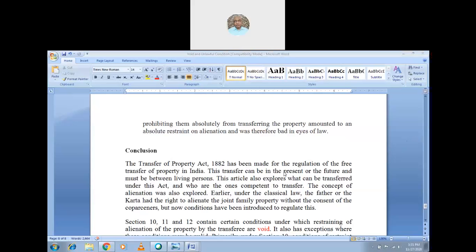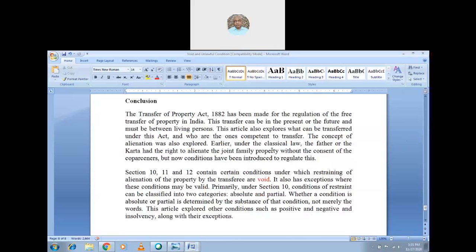So now the conclusion we will see: the Transfer of Property Act 1882 has been made for the regulation of the free transfer of property in India. This transfer can be in the present or the future and must be between living persons. Of course, this article also explores what can be transferred under this Act and who are the competent persons for the transfer. The concept of alienation was also explored.